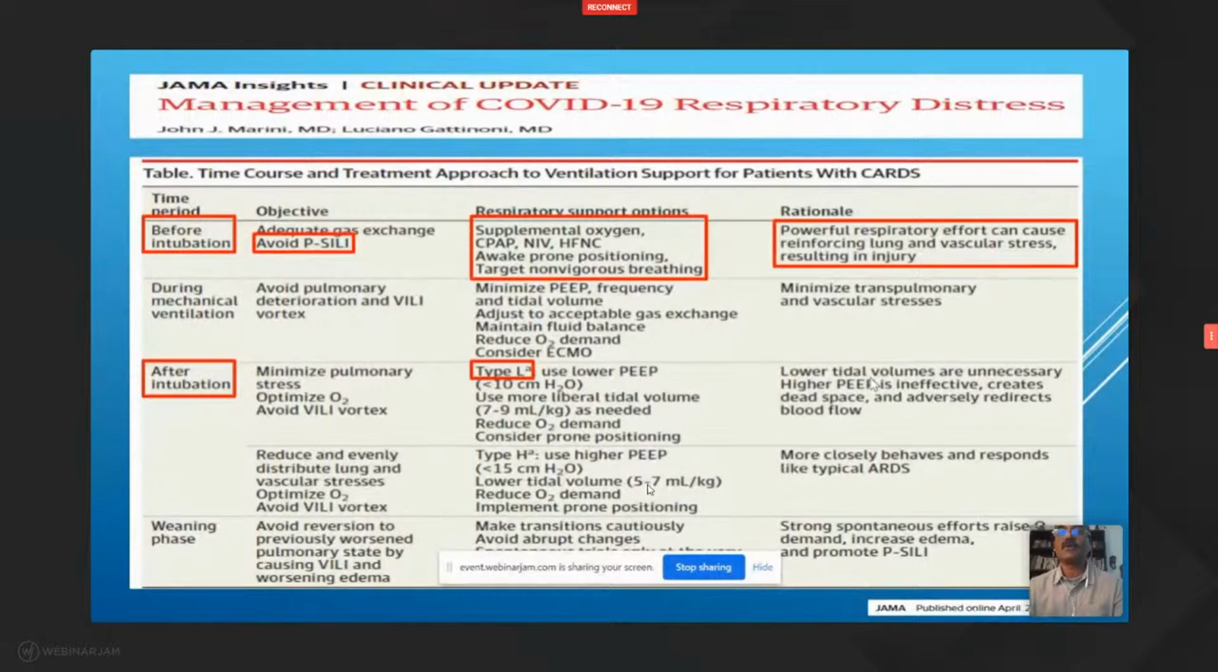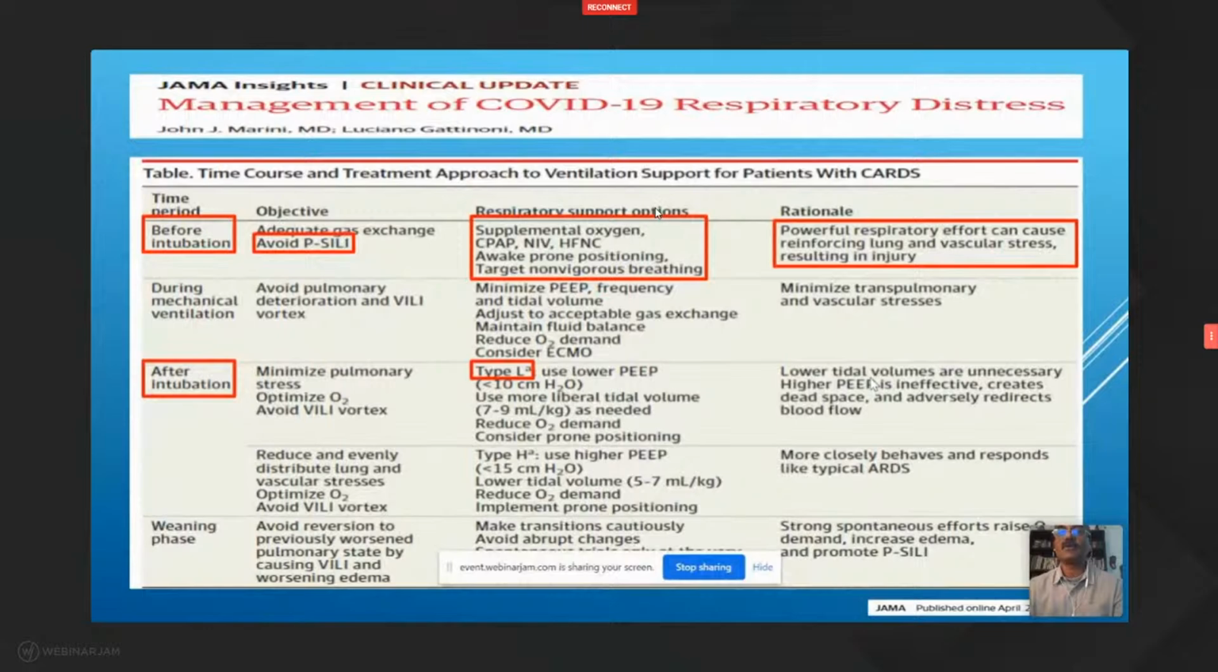This is the subset where you need to keep the fluid restricted. The volume restriction should be there. In the type L, that amount of volume restriction may not be necessary. The other important factor is ventilating. We'll come to that a little later about the classical ARDS, the weaning phase.